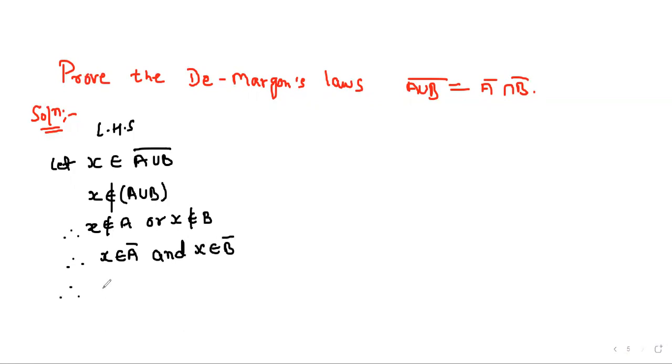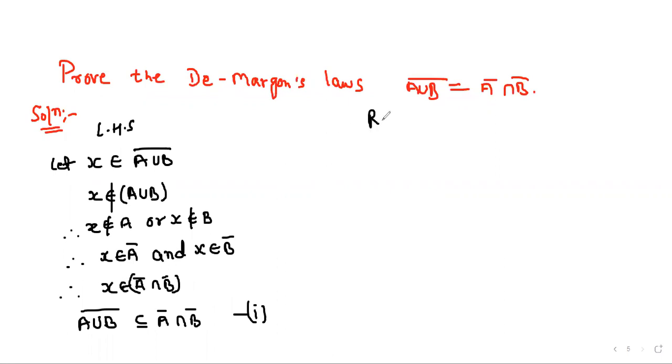When you combine these two things, you will get what? X belongs to A complement and B complement. So this is a subset of A complement intersection B complement. This is the first, left hand side. We reach the right hand side.